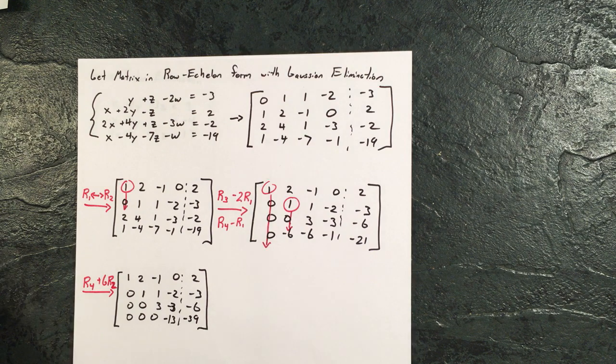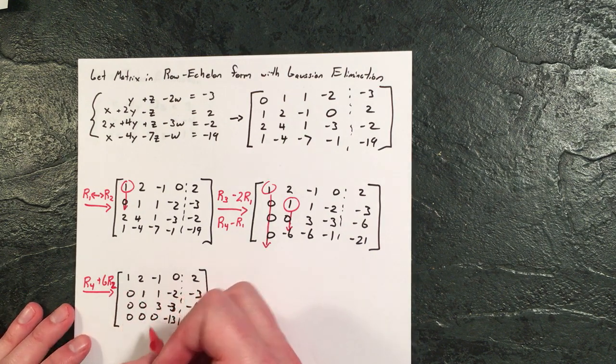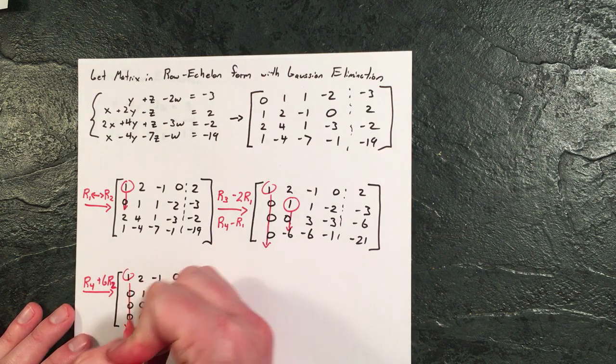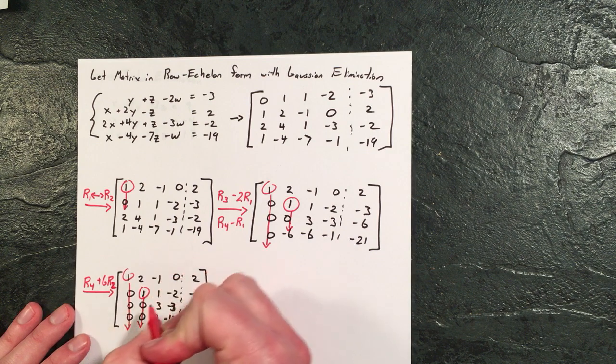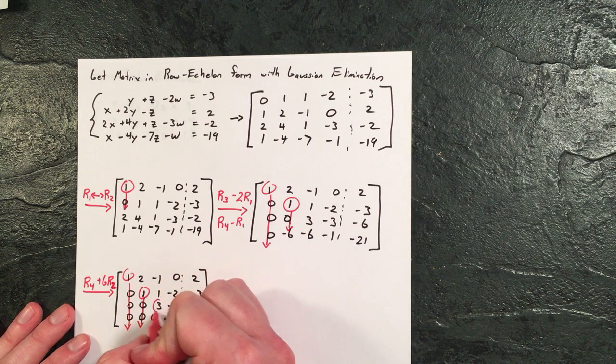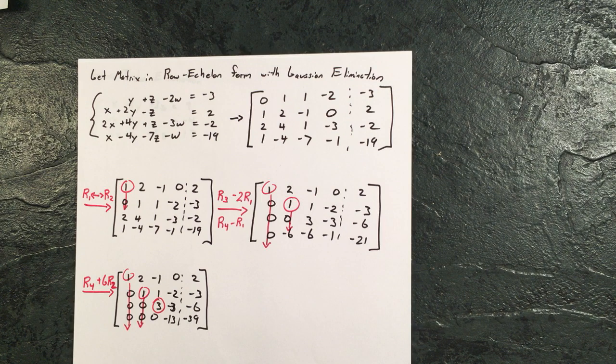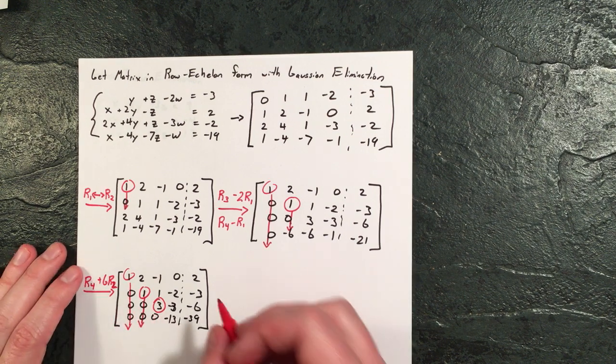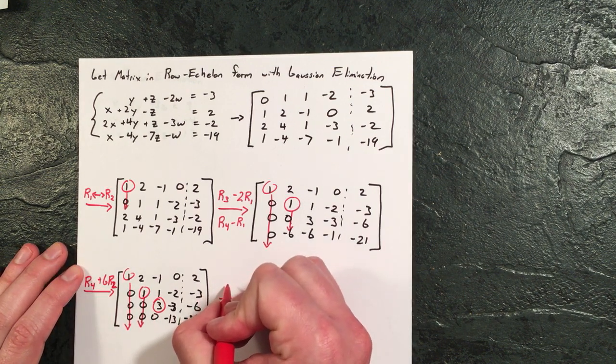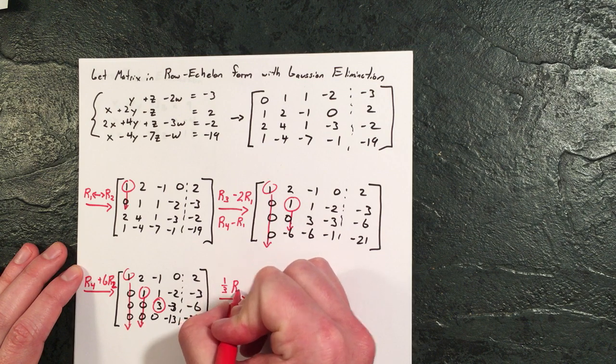Okay, slowly getting into form. Notice these zeros are starting to stack up here. That's exactly what we want. 1s on the diagonals are getting there. Ooh, this is not quite a 1 though. So now we need to transform that 3 into a 1. We need 1/3 of row 3.